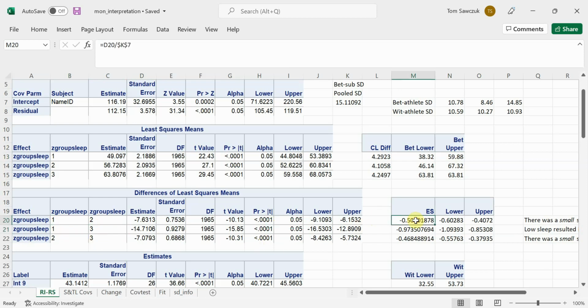I've then created effect sizes using our pooled standard deviation. So this is just the estimate divided by the pooled standard deviation to give us the effect size. And I've done the same for the lower and the upper confidence intervals. Because we're working with negative numbers, the higher number, so minus 0.6, is the lower rather than the upper because it's further away from 0.